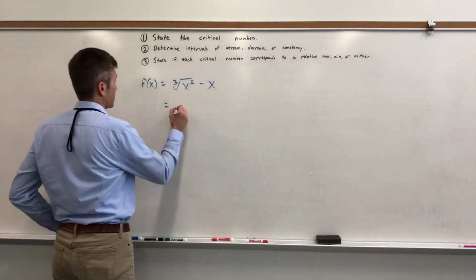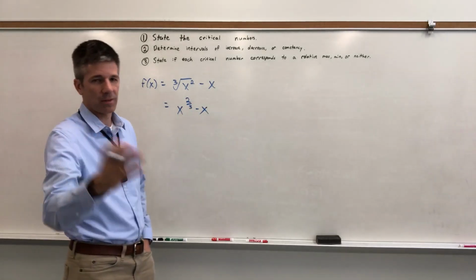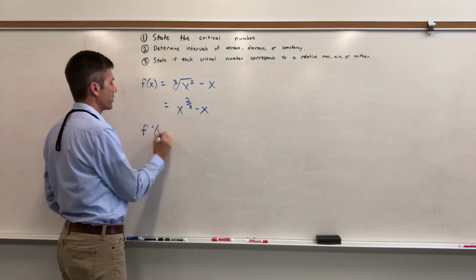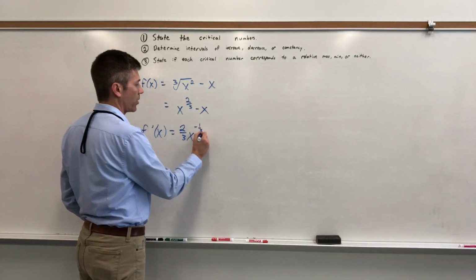First thing I really should do is write it as x to the 2/3 minus x. That's going to help me take the derivative. It's going to make it a little bit easier. So now we're ready for a derivative. 2/3 x to the negative 1/3 and then minus 1.